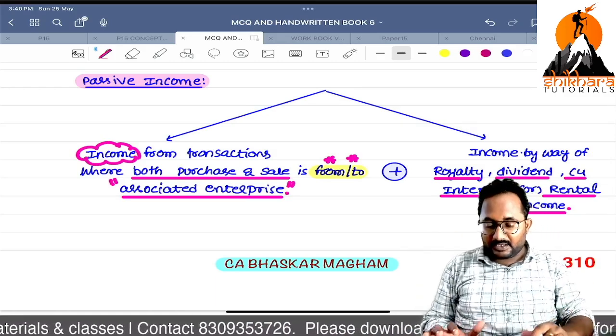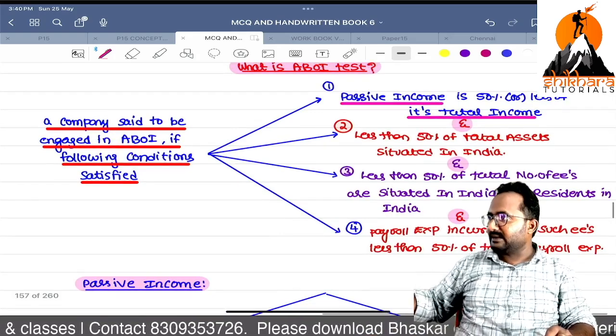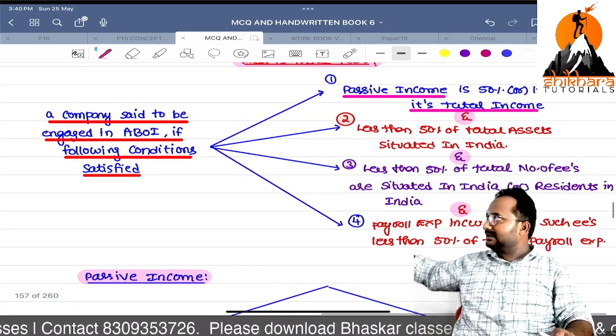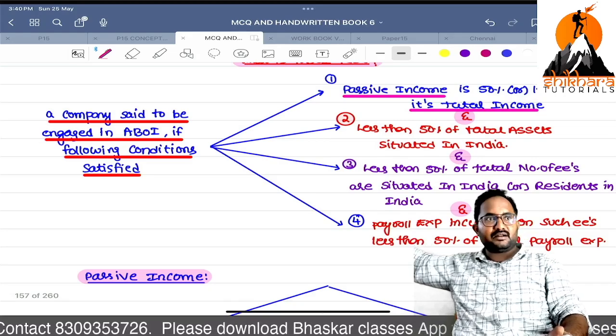Now, one problem we can also discuss. In the handwritten notes we have, you can get complete clarity about this passive income and total income classification also.